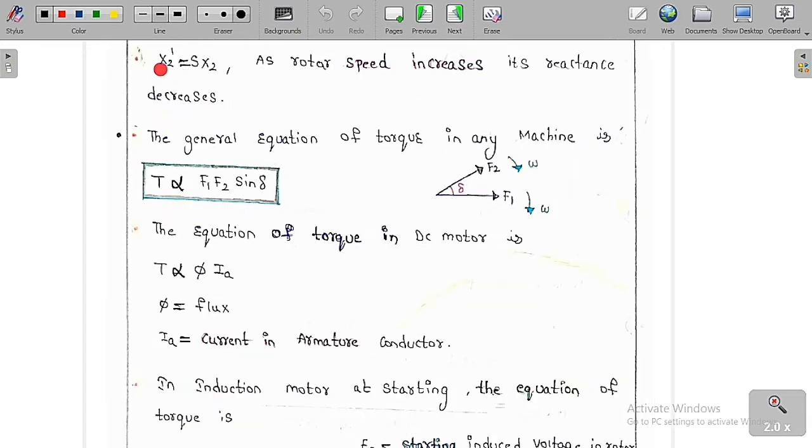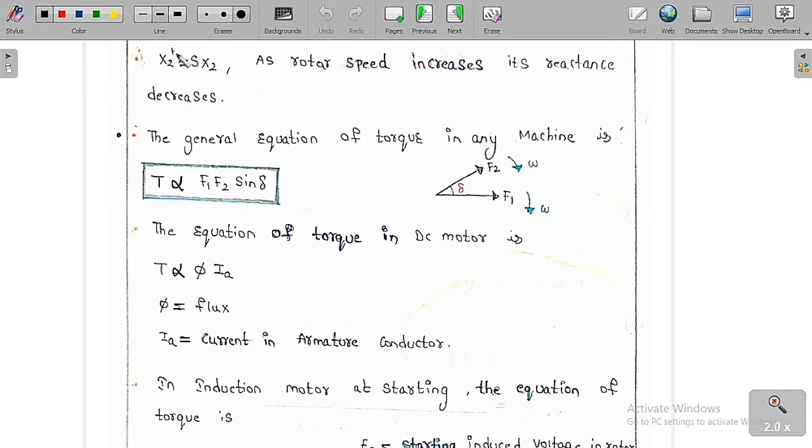I already told you X2' is equal to S times X2, which means the reactance of the rotor during the running condition is equal to slip times the reactance during the standstill condition. As the rotor speed increases, its reactance decreases, because as the rotor speed increases, the slip decreases. The slip decreases means this overall value will decrease. So we can say as the rotor speed increases, this overall reactance will definitely decrease.